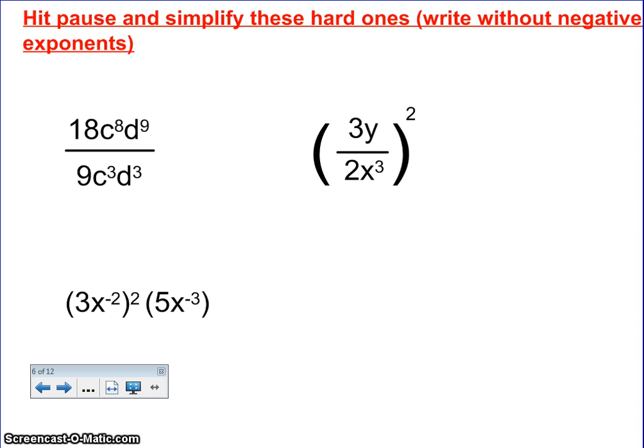Okay, we're back. We're going to go ahead and solve these three problems real quickly. It says to simplify these and write them without negative exponents. That's a common rule that you'll see. First one, 18 divided by 9. That's always 2. They're just regular numbers. c to the 8th divided by c to the 3rd, 8 minus 3 is 5, so that's going to be c to the 5th. And d to the 9th divided by d to the 3rd, 9 minus 3 gives you 6.